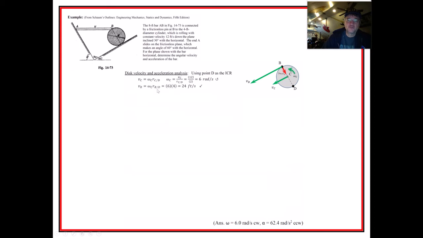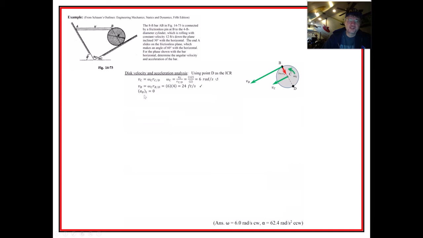We can also find the velocity of B now. Because we have the angular velocity, we just multiply it now by 4 right here, because now the distance between B and D is 4 feet, and we have that angular velocity of 6 radians per second. We get 24 feet per second.